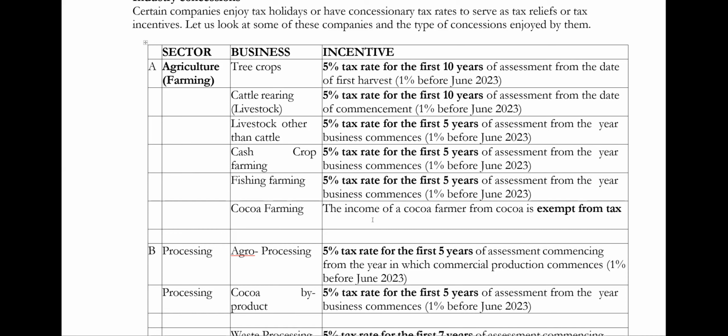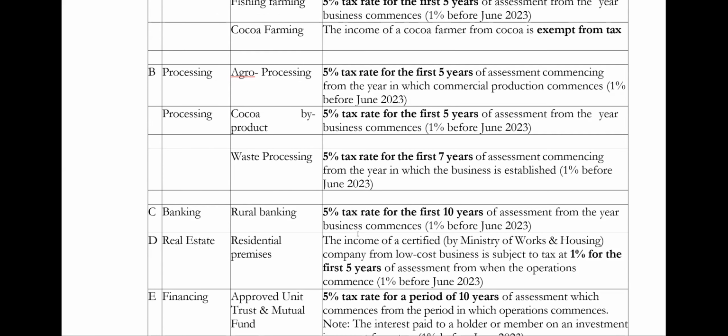Okay, fine. So let's go to processing. The first processing business we'll look at is agro-processing. I told you agro-processing involves businesses that convert agricultural goods into finished or semi-finished products.